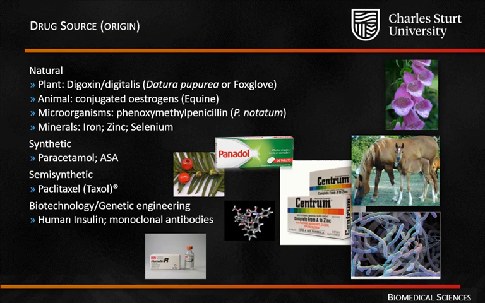There are synthetic versions, so paracetamol and acetylsalicylic acid are synthetic. Semi-synthetics: paclitaxel, which is used for cancer chemotherapy, came from the yew tree and has been developed from there. But you also have the biotechnology side of things, where the use of genetics and understanding of genetic programming allows insulin to be made without requiring a mammal to make it for them. Monoclonal antibodies is another example of the development of biotechnology.